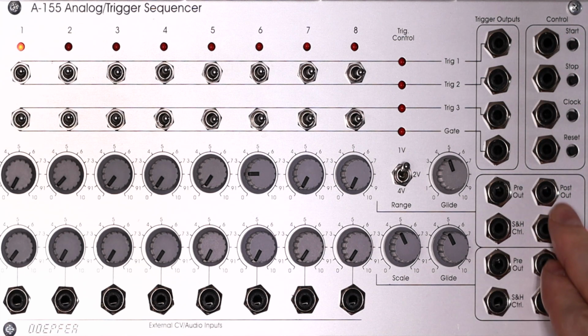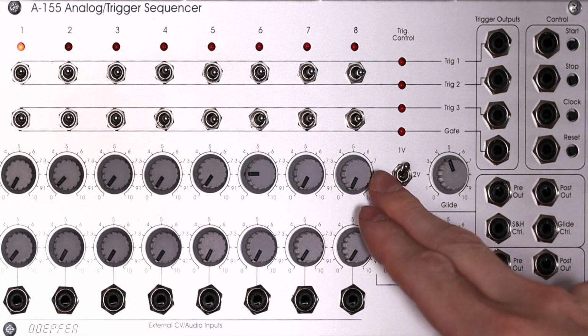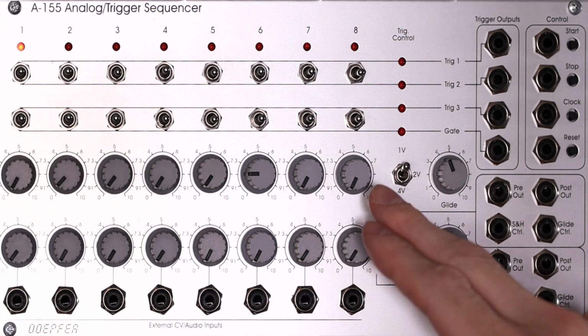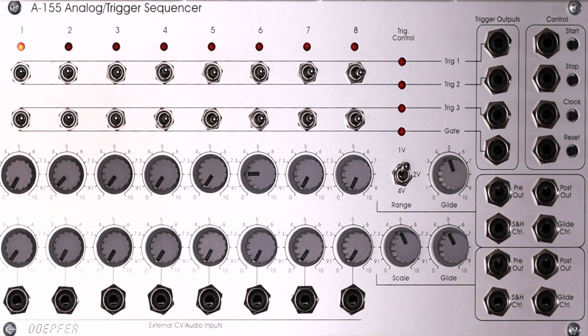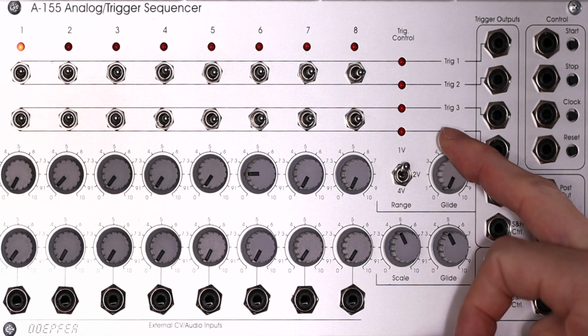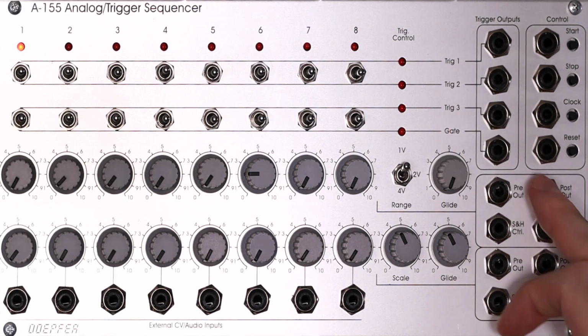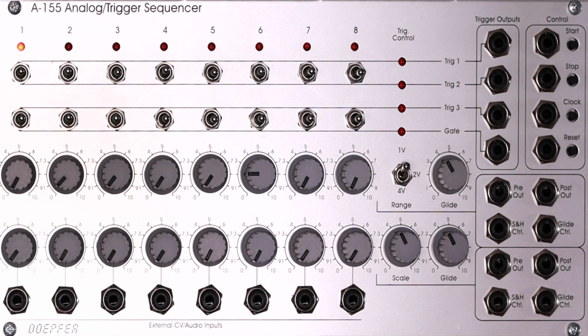Then we got 2 of these. For each row of potentiometers, you got the pre-out and the post-out. Pre-out means it is not affected by the glide at all. Post-out means it's affected by the glide. Then you got the sample and hold control and the glide control.